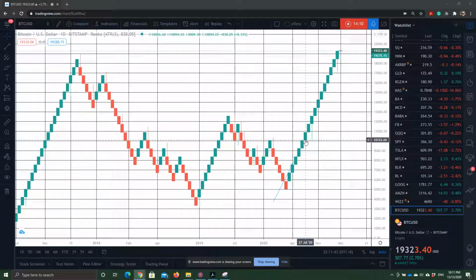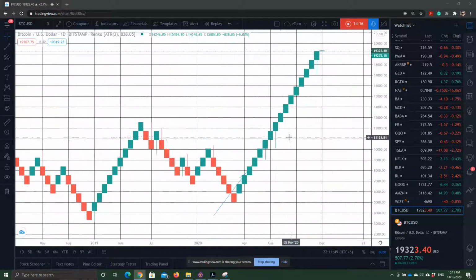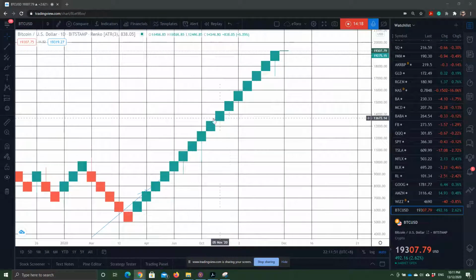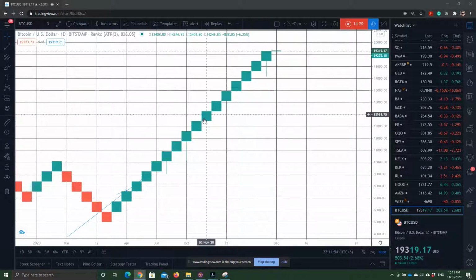You can see one brick is showing the change of the price for a specific amount. Okay.